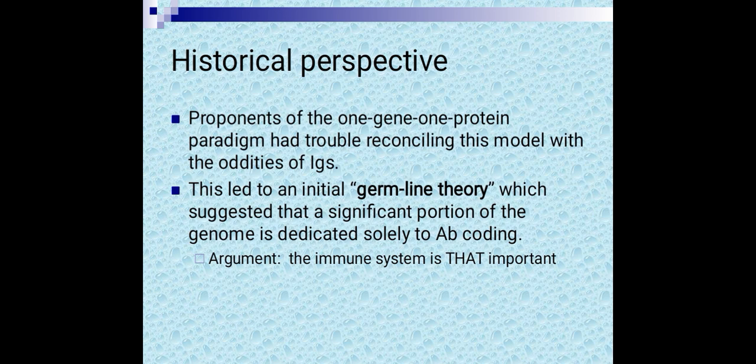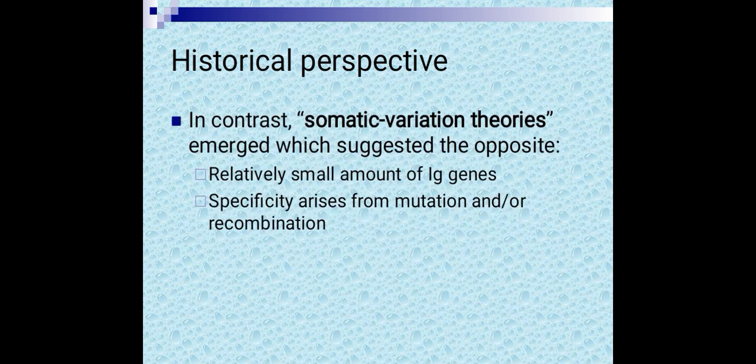of Igs. This led to an initial germline theory which suggested that a significant portion of the genome is dedicated solely to AB coding. The immune system is that important.